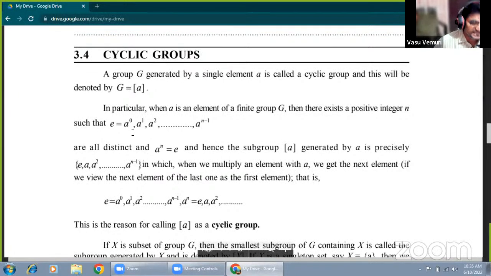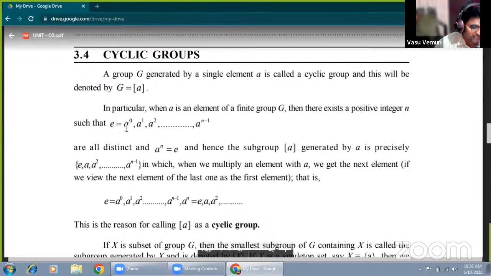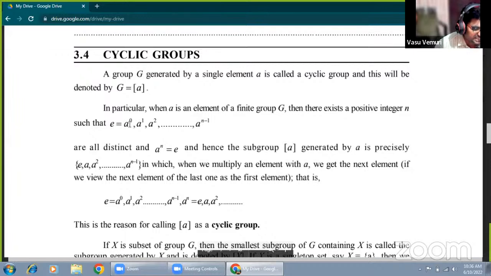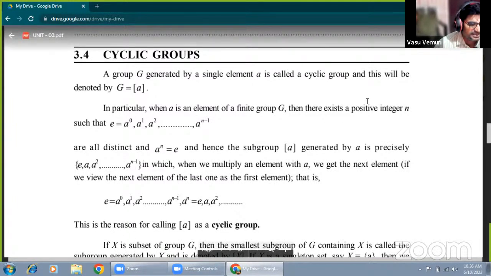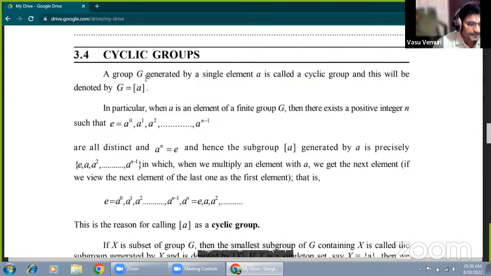Very important definition. A group generated by a single element is called a cyclic group. Here G must be a finite group, a is one element, and n is a positive integer, such that a power 0 is 1, the multiplicative identity, and a power 1, a square, and so on, up to a power n minus 1. We are taking the elements 0 to n minus 1, that's why n is a positive integer. So G under multiplication is a cyclic group. A group generated by an element is called a cyclic group.